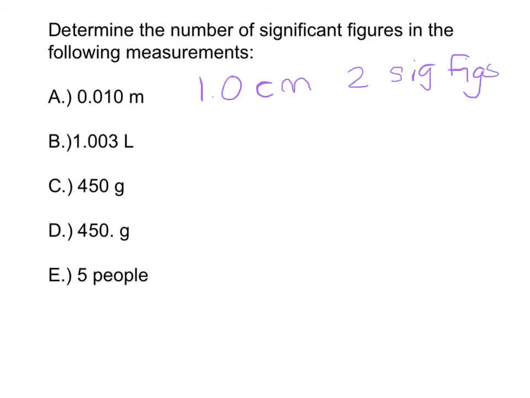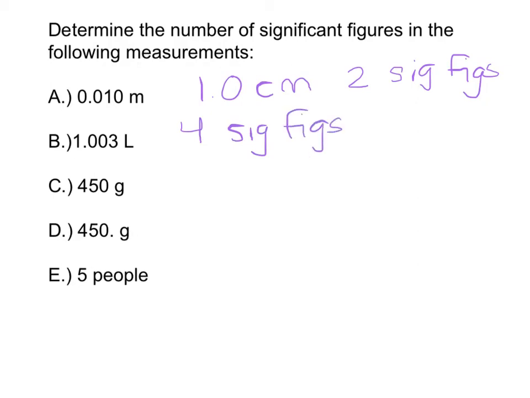For the second example, the only zeros in our measurement are between non-zero integers. Zeros between non-zero integers are considered significant. So for this number, 1.003 liters, all 4 of these digits are significant. So here we have 4 significant figures.